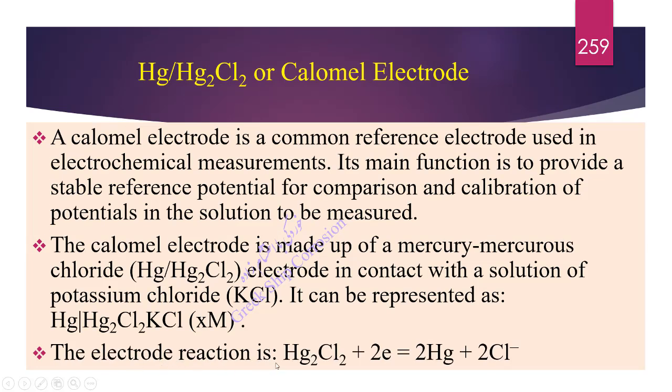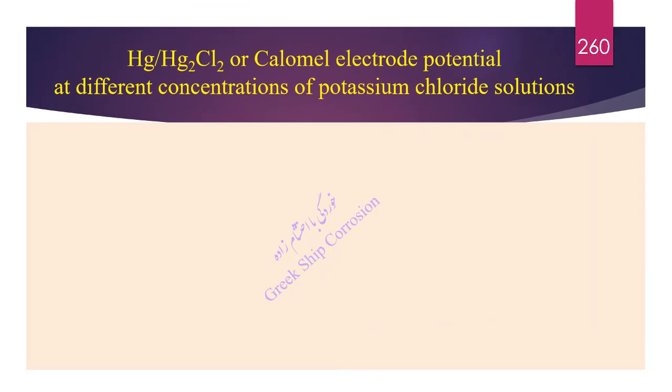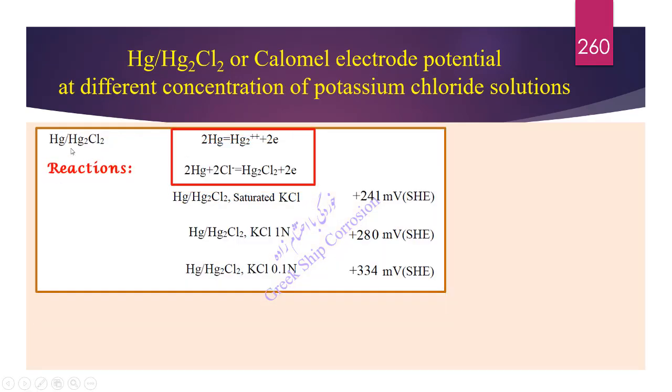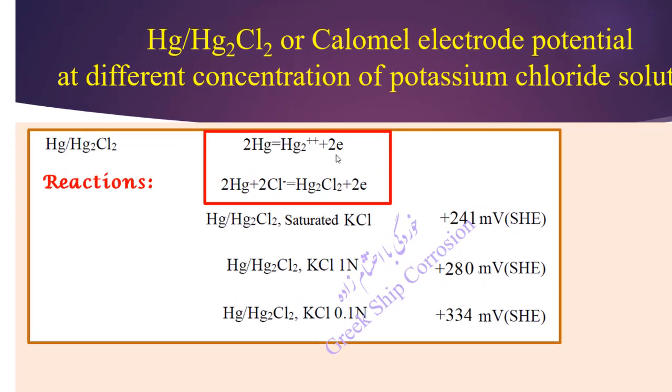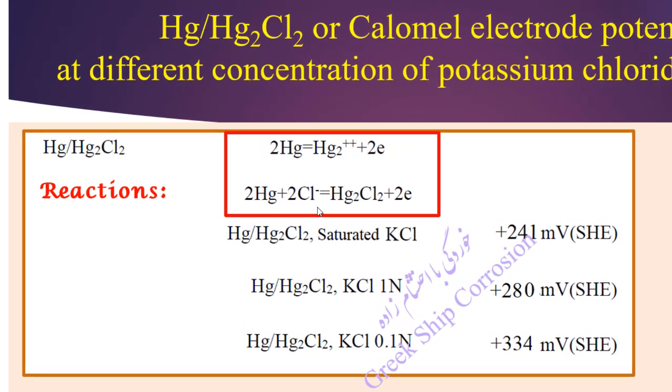The electrode reaction is mercurous chloride plus 2 electrons equals mercury plus chloride anions. Calomel electrode potential at different concentrations of potassium chloride solutions. The reactions in this electrode are 2Hg equals Hg2^2+ plus 2 electrons and 2Hg plus 2Cl- equals Hg2Cl2 plus 2 electrons. In saturated potassium chloride, the potential of the mercury mercurous chloride or Calomel electrode is equal to positive 241 millivolts versus SHE.